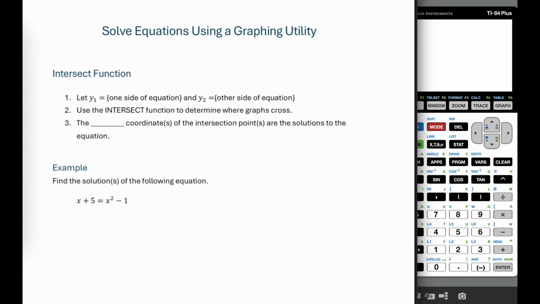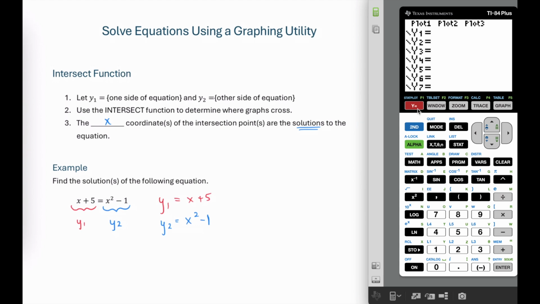One way of using a graphing utility to solve an equation is by employing the intersect function. To do this, we'll set the left-hand side of the equation equal to y1 and the right-hand side of the equation equal to y2. We'll plug these equations into our calculator and then see where the two equations intersect. The x-coordinate of the intersection point will be the solution to the equation. Essentially, we're looking for the x values that are going to make the two output values the same.